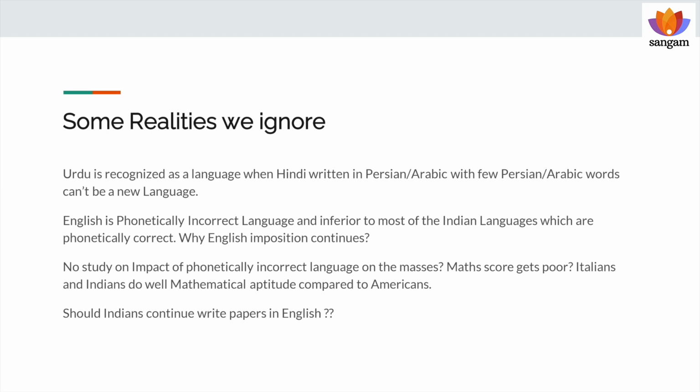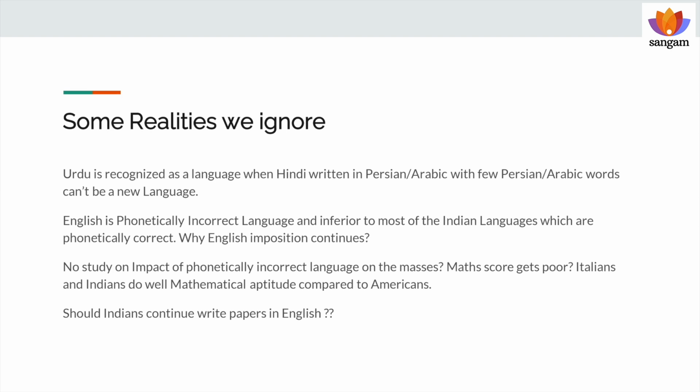Whether this is true or false, a study can be done on it with a large number of students. We can always do that study, but again, the people who designed things and wanted their supremacy in the world will not let you go towards that kind of study, and they don't want to publish or promote those findings. But this is just an observation. A phonetically incorrect language is always inferior to a phonetically correct language, so there's no doubt in that.